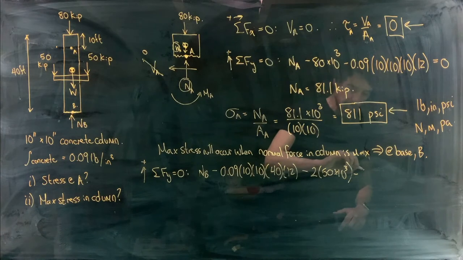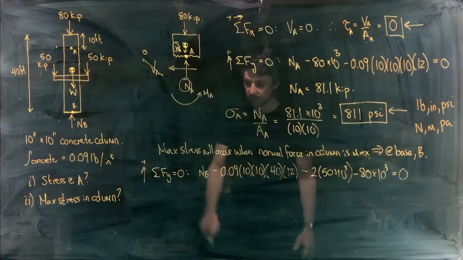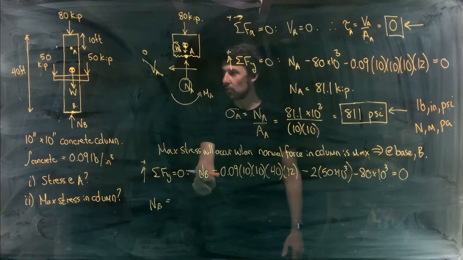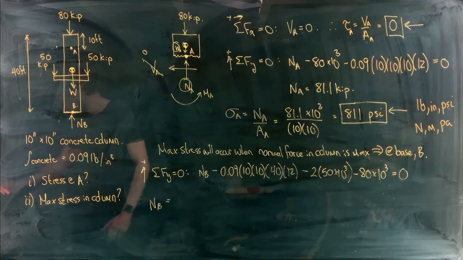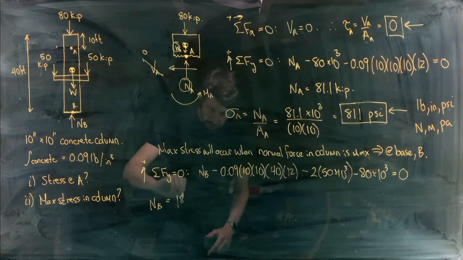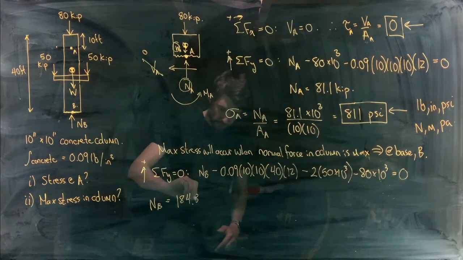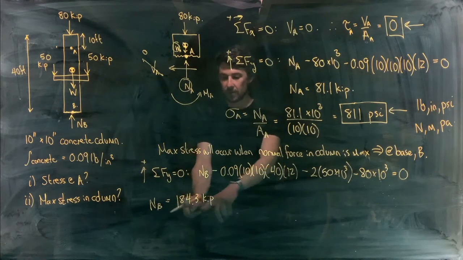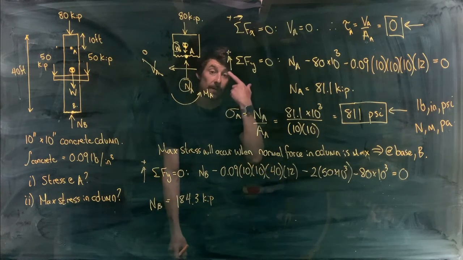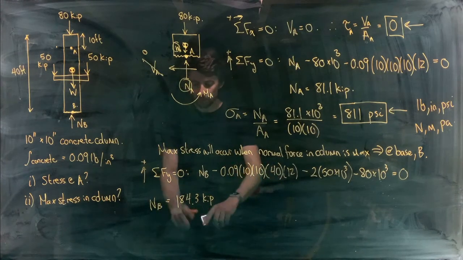Subtract the 80 kip load from up there and set that equal to zero. So out of that we get the normal force at the base of the column, which came out to 184.3 kip. Again, coming out in pounds from this, so times 10 to the 3, 184,000, divide by 1,000 to put it into a number that's in more appropriate units.